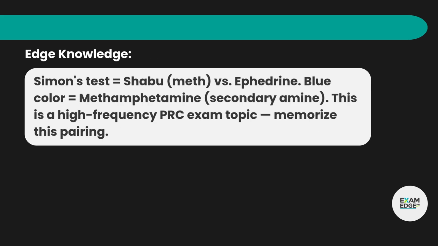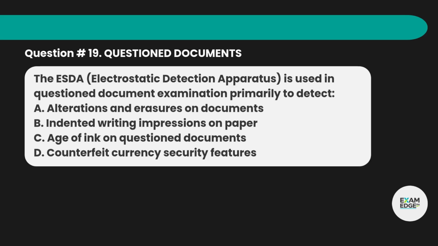Edge knowledge: Simon's test equals shabu, meth, versus ephedrine. Blue color equals methamphetamine, secondary amine. This is a high-frequency PRC exam topic. Memorize this pairing.